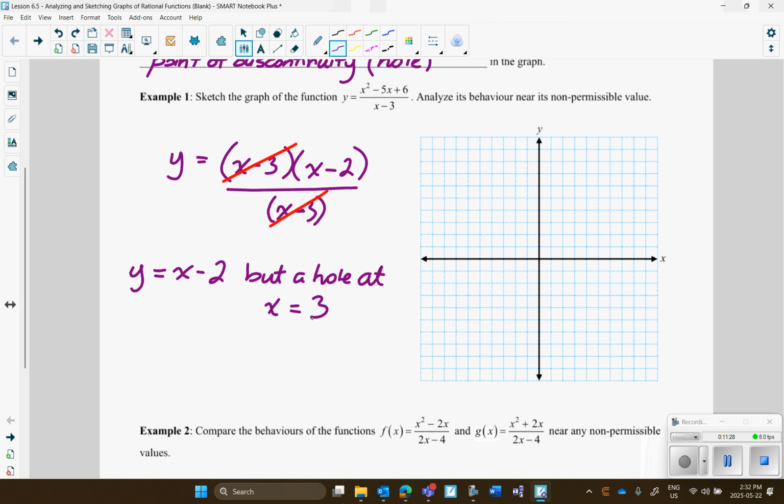So we have to graph this equation, but keep in mind that at the point x equals 3, y equals, well, what's y? How do I find y? So I just plug in x in here, right? So that means there's a hole at the point (3, 1). We can go ahead and graph this here. There's a hole here, so I just put a hollow circle.